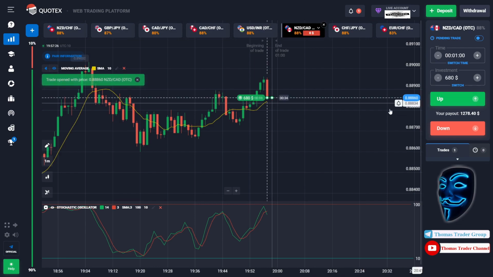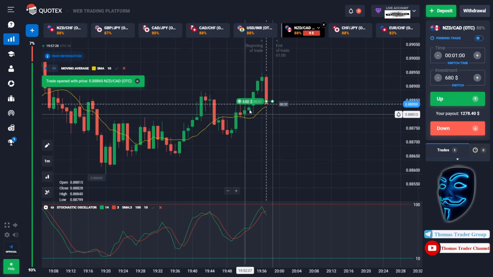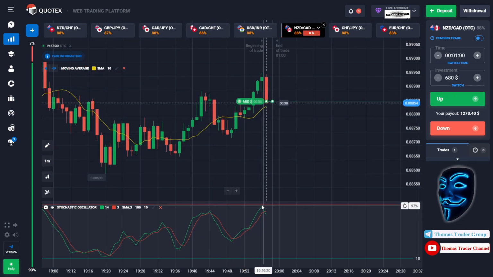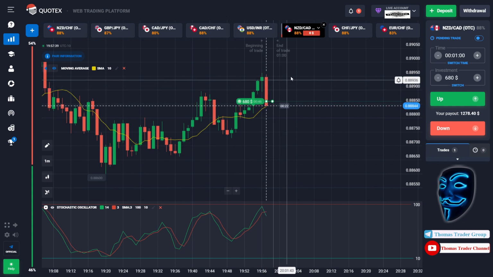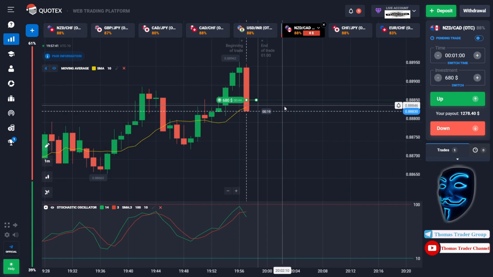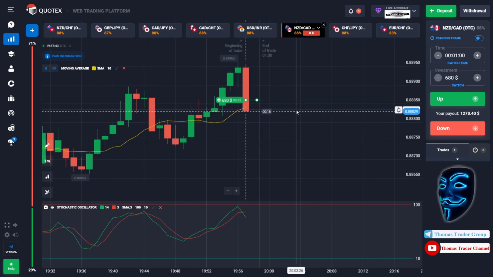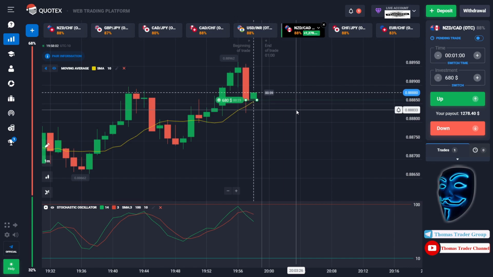As you can see, the market is going bullish and the market has already touched the overbought area. When the market touches the overbought area, it will make a rebound and a correction to the moving average line before it continues the bullish trend. And over here, as you can see, the market has already touched the moving average line. I'm sure that it will make a rebound and continue the bullish trend.